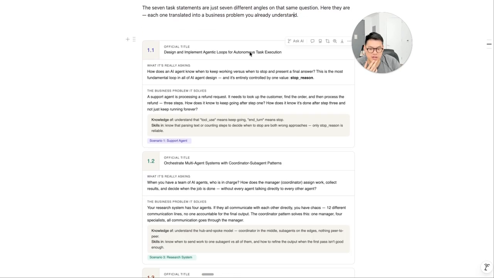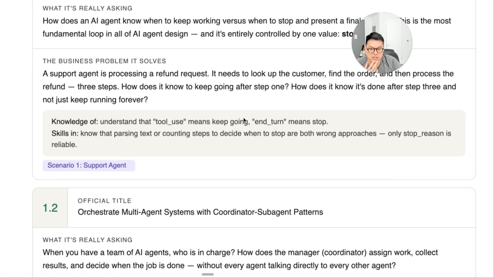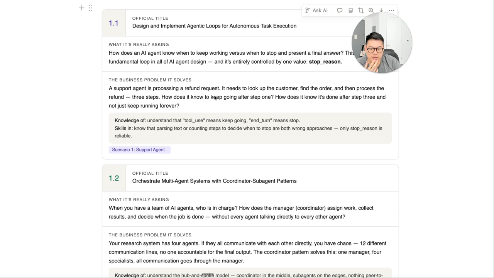So I have now the task statement. What's it really asking me for? The business problem that it's actually solving. So a support agent is processing a refund. It needs to look up the customer, find the order, then process the refund. 3 steps. How does it know to keep going after step 1? How does it know it's done after step 3 and not just running? Okay, so tool use means keep going. End turn means stop. Now that makes sense.